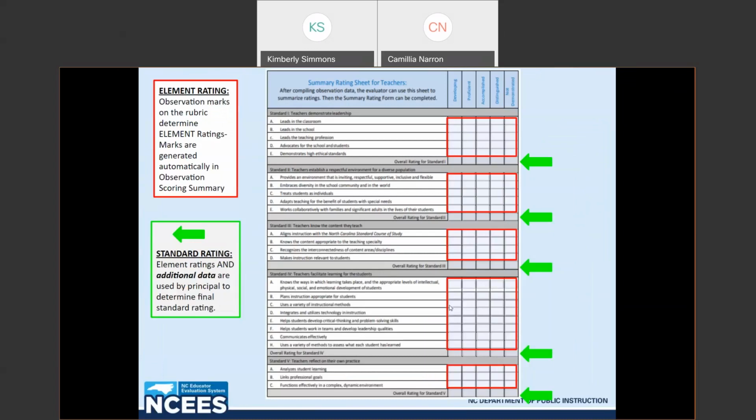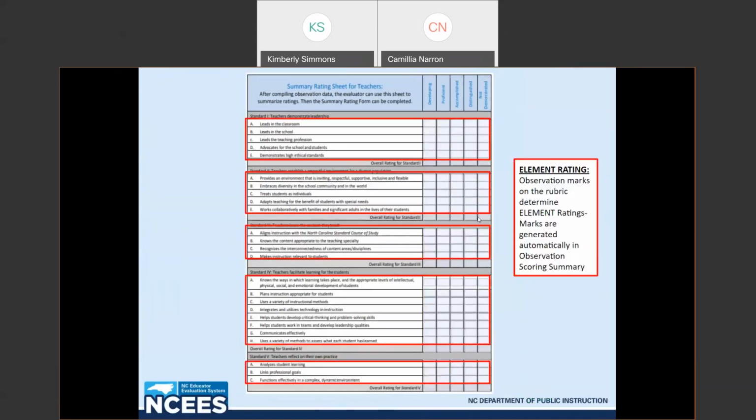Here is an example of a summary scoring sheet. Notice the red boxes on the scoring sheet are for the element ratings. The element ratings are then used to inform the standard ratings. So when we determine the element ratings, those element ratings inform the overall standard ratings. Let's begin by talking about the element ratings and how we determine them.